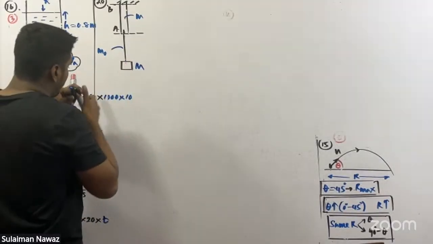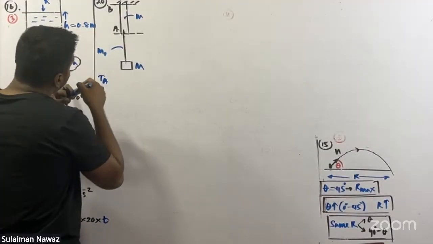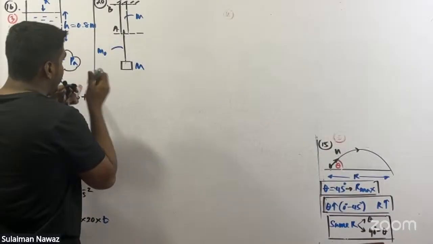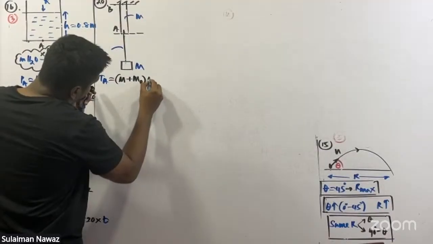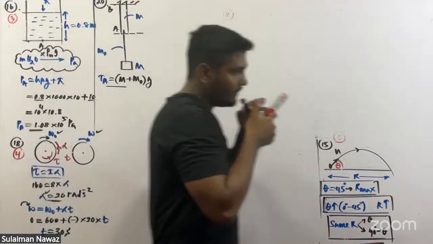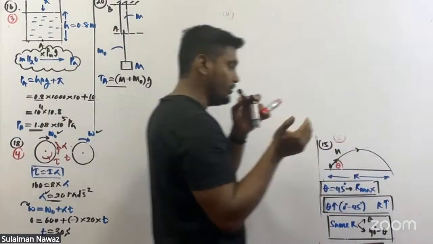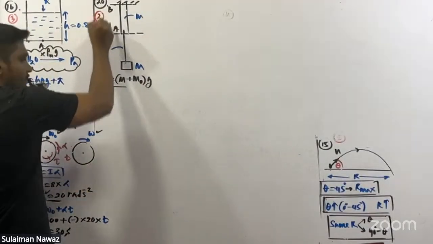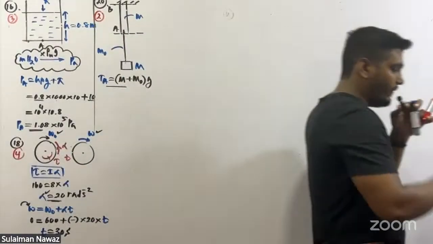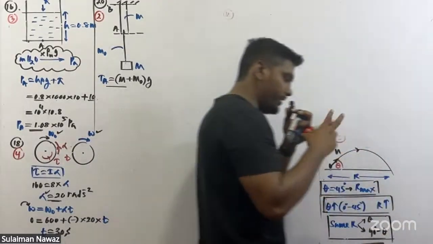Therefore, the tension at point A is (M plus M naught)g. This is the answer. Question number 20, the answer is (M plus M naught)g. Second one is the answer. Very simple logic. 25 is very simple. 23 is very simple.